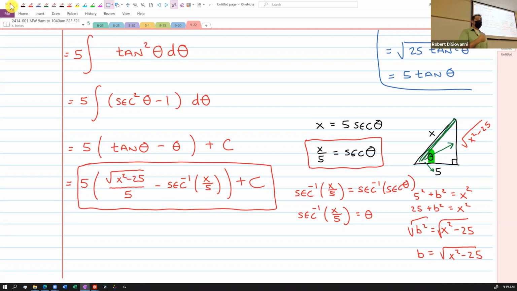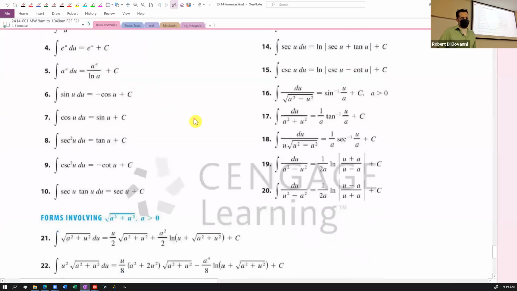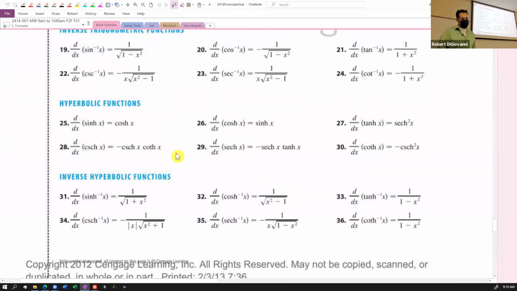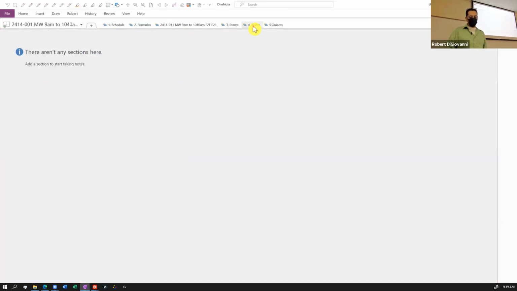Now, we could differentiate this and check it. I'm not going to, but if we did, we would have to know what the derivative of secant inverse is, wouldn't we? You would have to go to your formula sheet and look it up, because that's not something most students know offhand. So here are the derivatives of the inverse trig functions. Here's the derivative of secant inverse right here. You could use that to check your answer. All right, any questions before we do the next one?